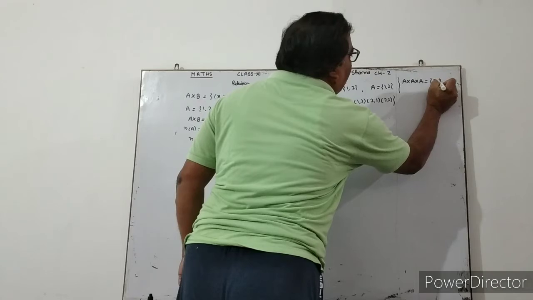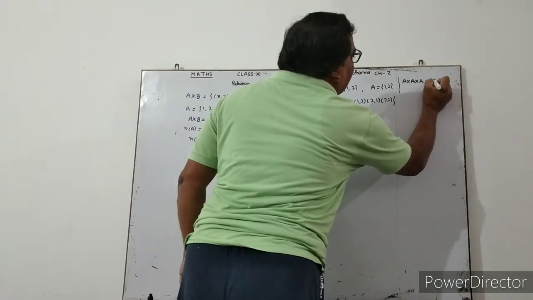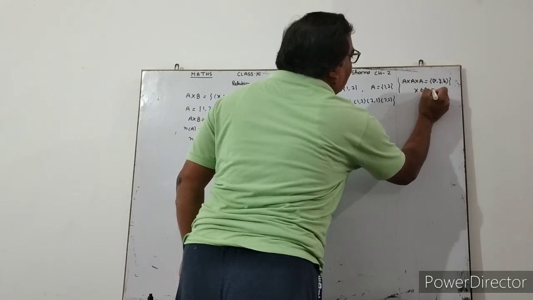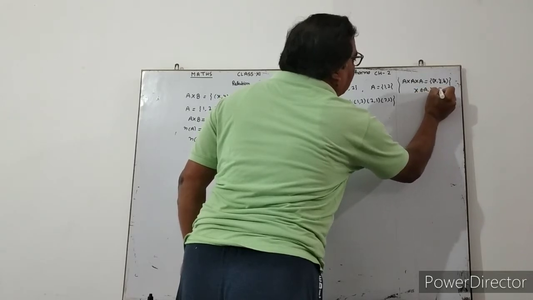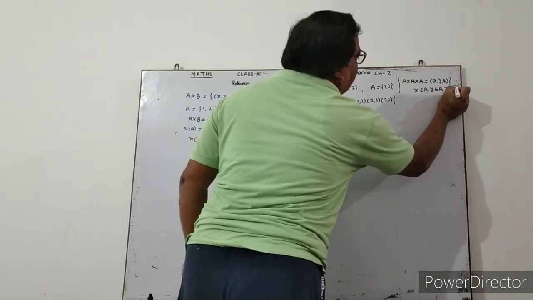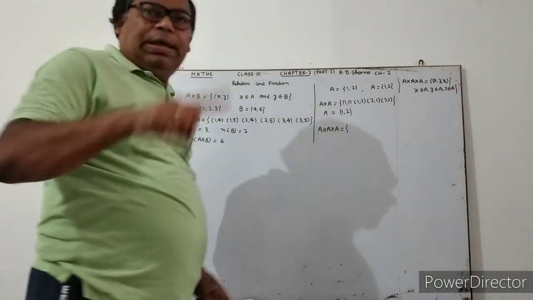The elements are of the form (x, y, z), where x is an element of A, y is also an element of A, and z is also an element of A. That is A cross A cross A.